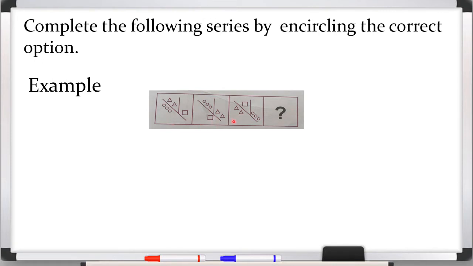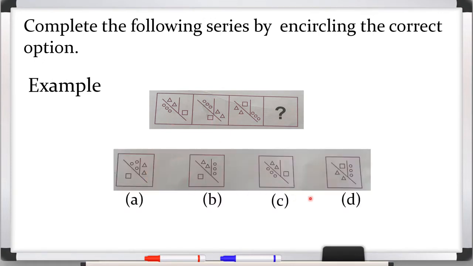Okay, and after that, we have four options A, B, C, and D, and we have to find out which is the correct option. So here you can see this first figure has three parts: one part, second part, and third part. Here one square is given, then two triangles are given, and three circles are given. Again in this figure also, one square, two triangles, and three circles. Again in this also.